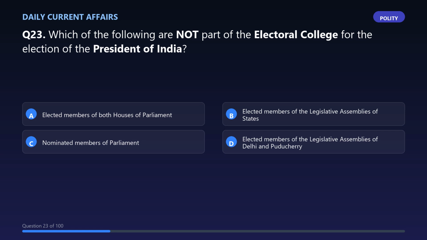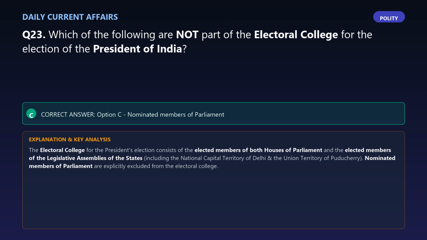Question 23. Which of the following are not part of the Electoral College for the election of the President of India? The correct answer is option C, nominated members of Parliament.